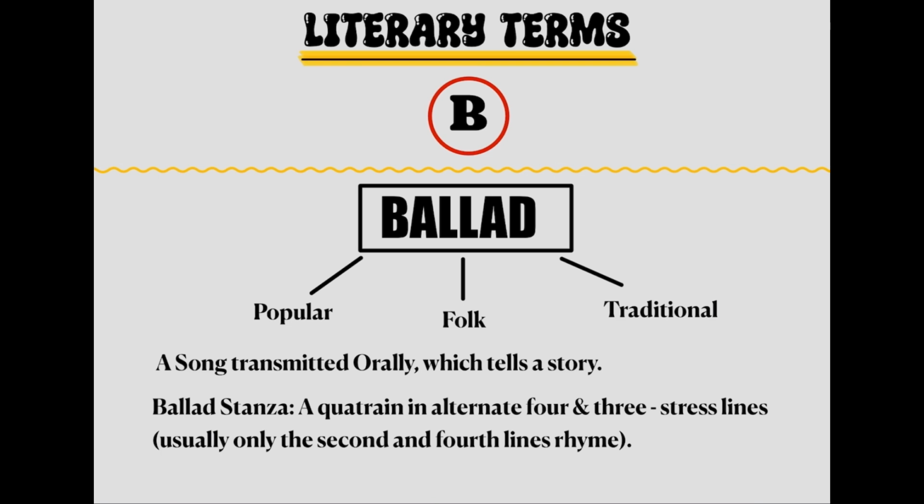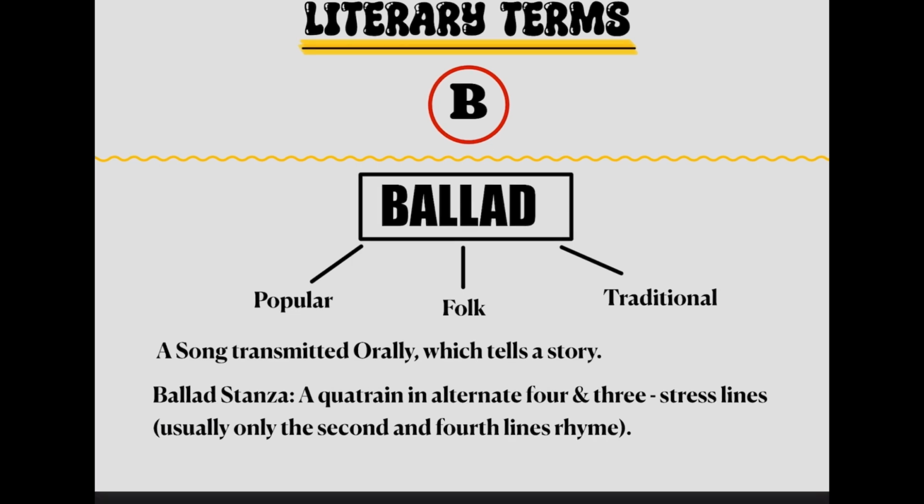Without wasting any further time, let's begin with our first term for today, which is ballad. Ballad is a song transmitted orally which basically tells a story. Ballad is a very old form of poetry. It was meant to be sung and it is a narrative species of folk songs. So, we have popular ballad, folk ballad, and traditional ballad. These are the types of ballad.